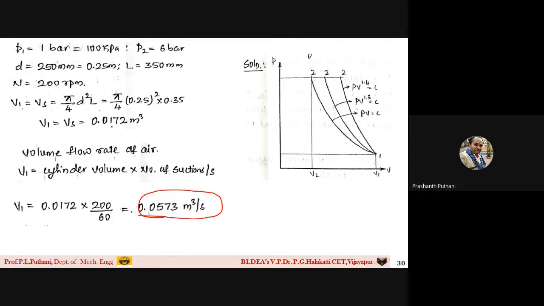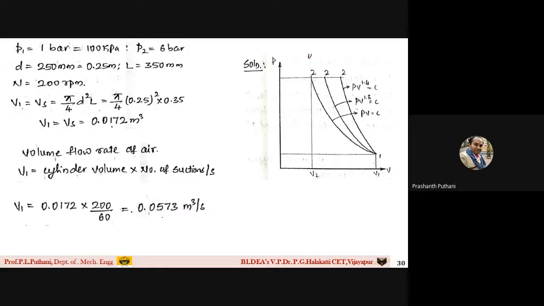So what is your work input equation for the polytropic process? Directly you can write n by n minus 1 p1 v1 into p2 by p1 raised to the power of n minus 1 by n, minus 1. So all the things are given to you. Just you need to substitute and get the answer.